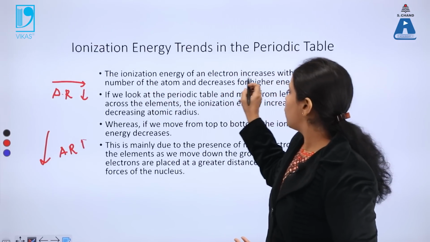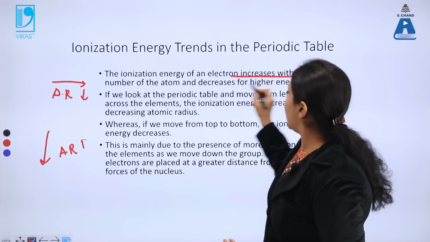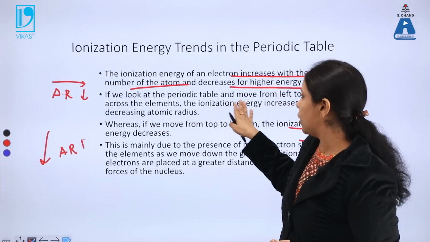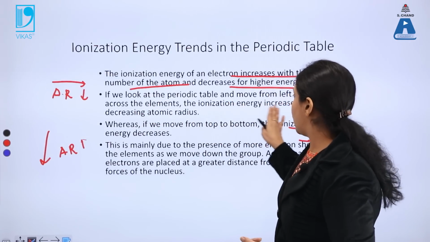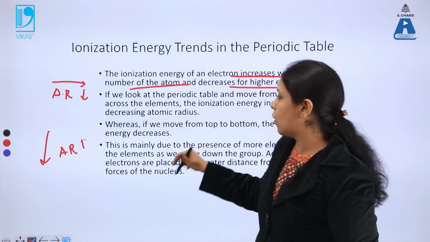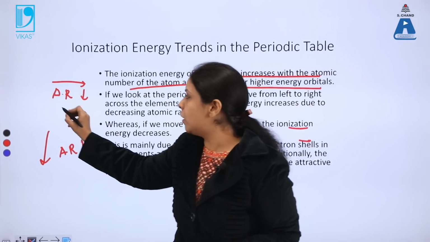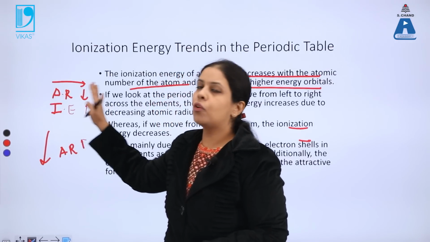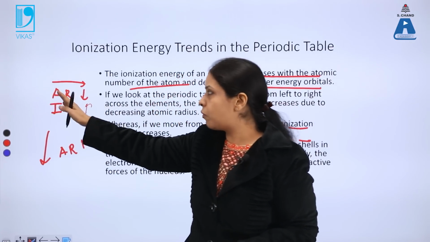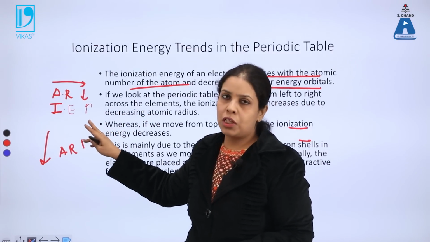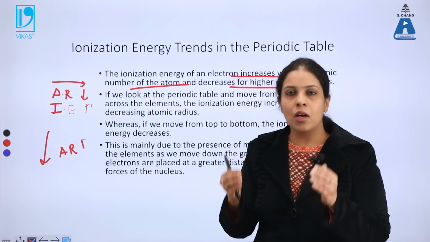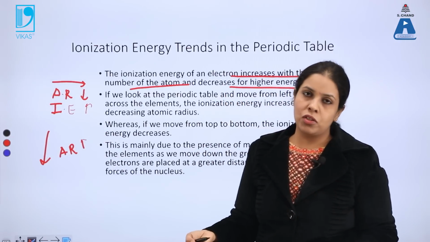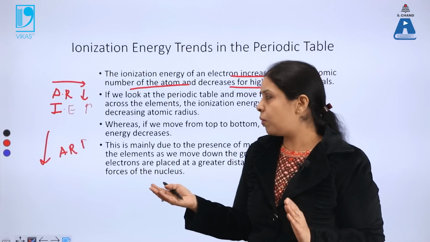So ionization energy of an electron increases with the atomic number of the atom and decreases for higher energy orbitals. If we look at the periodic table and move from left to right, ionization energy increases due to decreasing atomic radius. So atomic radius was decreasing, so my ionization energy will increase when we move from left to right in a period. It is having the inverse relationship. Atomic radius decreases, protons are attracting those electrons in a better way. Now I have to provide more and more energy so that an electron can be removed.